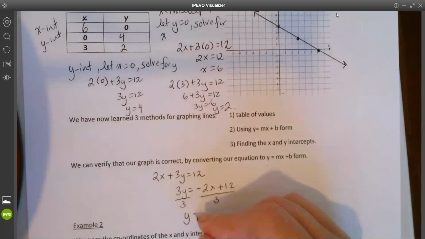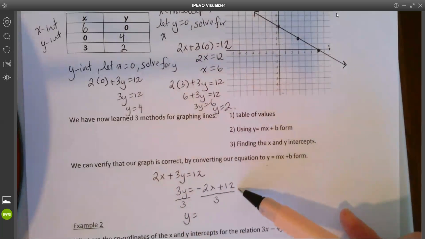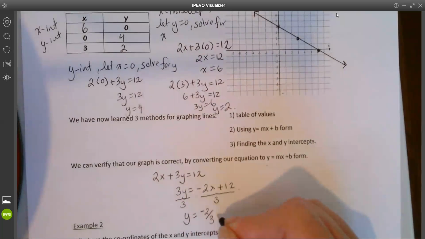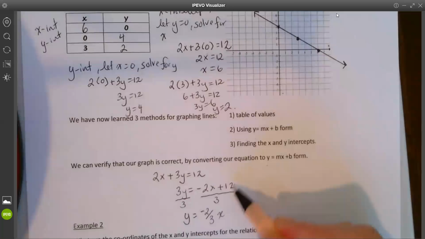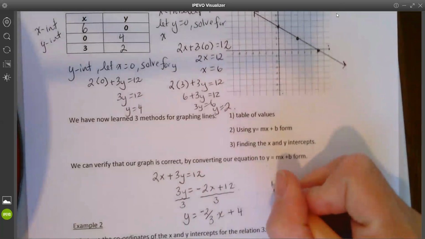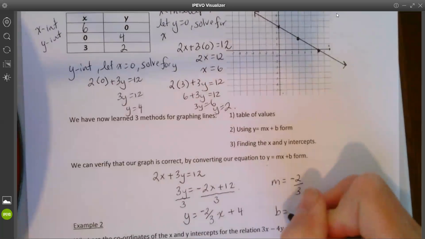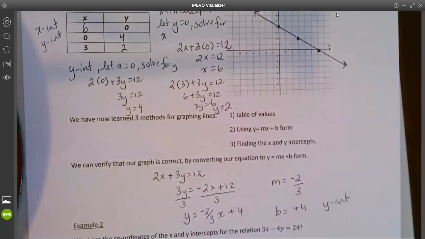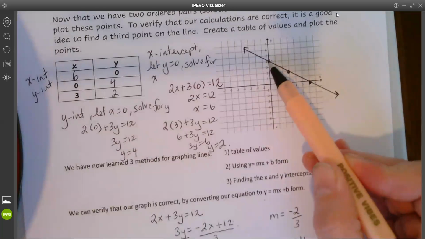So now this becomes y on the left-hand side. And here, both terms on the right need to be divided by 3. Well, -2 does not divide by 3. So we're just going to leave that as -2/3 x. Positive 12 does divide by 3 to give us positive 4. And so now we can see that the slope is -2/3 and the b, or the y-intercept value, is positive 4. And if we go up to our graph, indeed, our y-intercept is at 4.